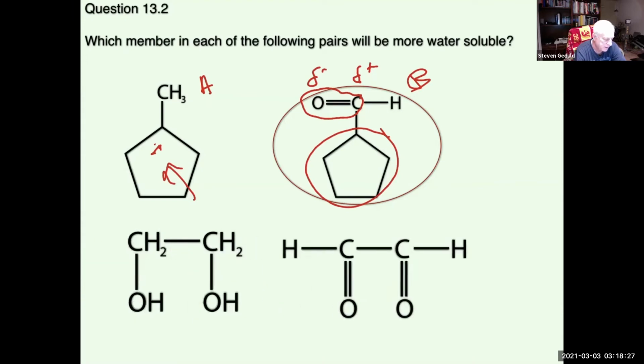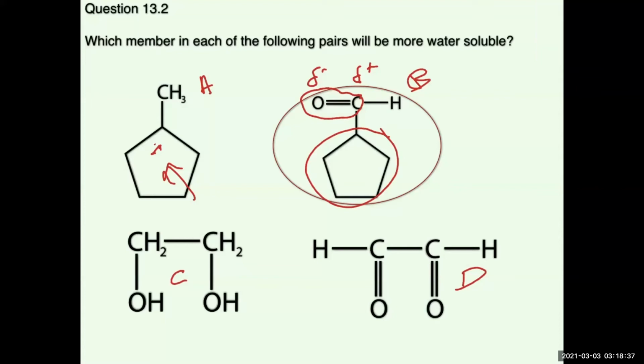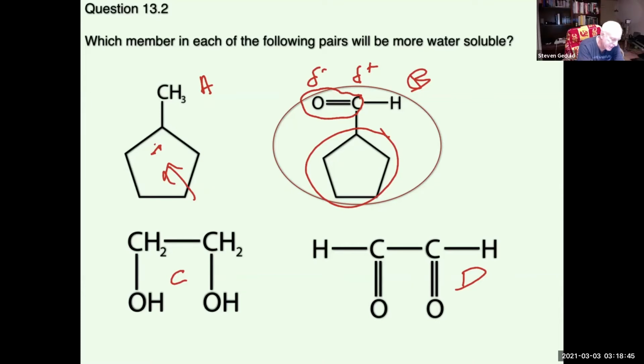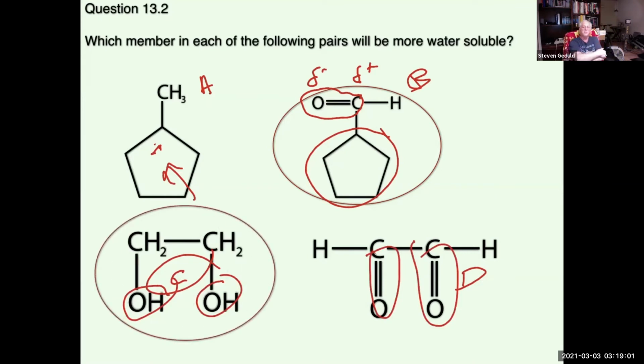Okay. Let's take C and D. Look at C and D. Which is more soluble between those two? I think C is. Yeah, you're right. C, much more soluble. You've got two OH groups, two hydrogen bonds here, very highly polar. D has two carbonyl groups, which is polar, but not nearly as polar as with the hydrogen bonding. So C is going to be a lot more soluble in water because it's more polar.